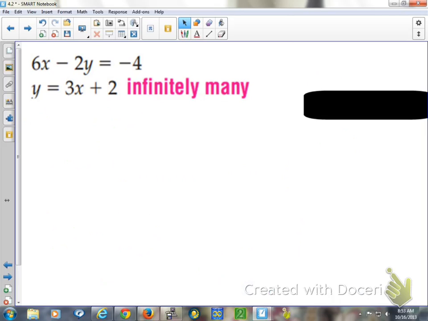So, just like we thought, it was infinitely many solutions. Questions? No, I was wrong, Keith. If it's a false statement like 0 equals 5, then it's no solution. But that one was negative 4 equals negative 4, which is true. So it's infinitely many solutions.